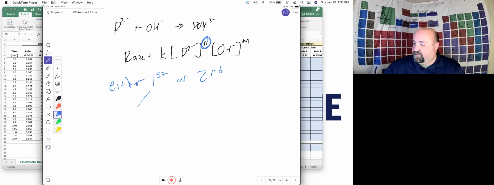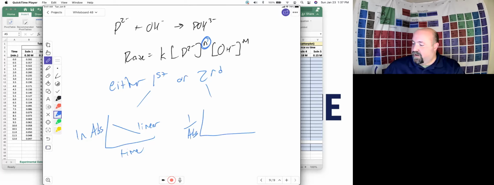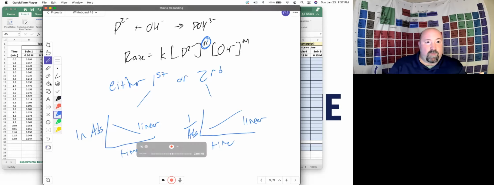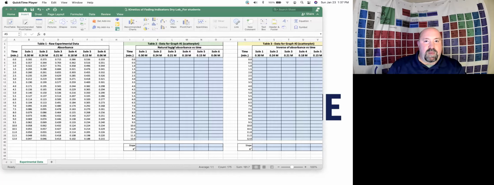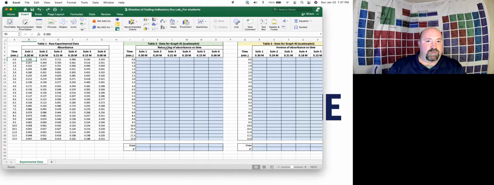If it is 1st, then a graph of the natural log of absorbance over time will be linear. If it is 2nd, then a graph of 1 over absorbance versus time will be linear. And so that's the first thing that we need to find out. We have our data here, and in table 2, what we need to do is find the natural log of all of these values.